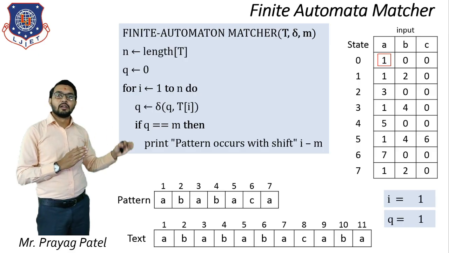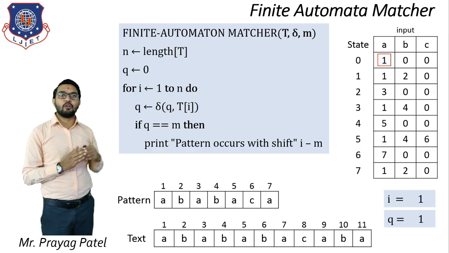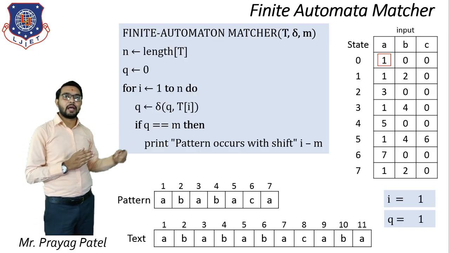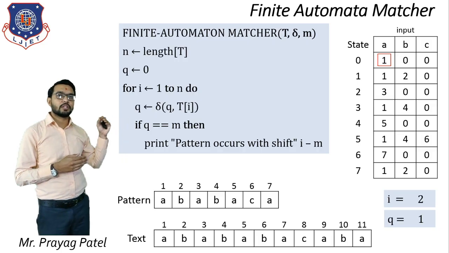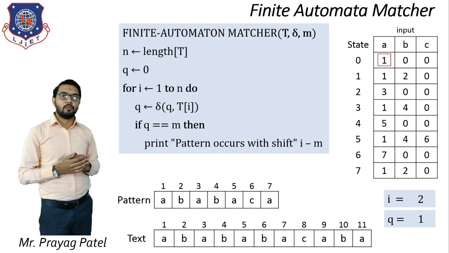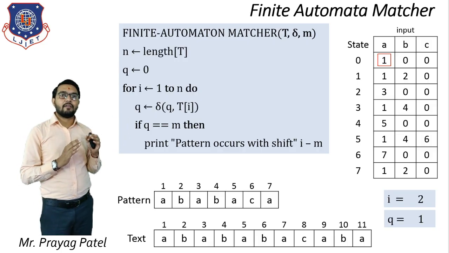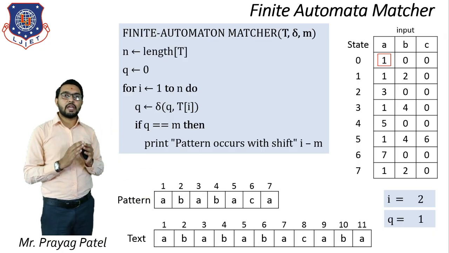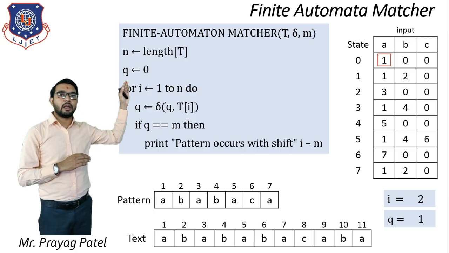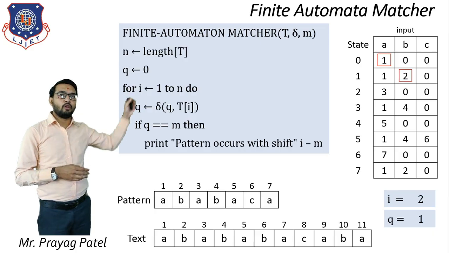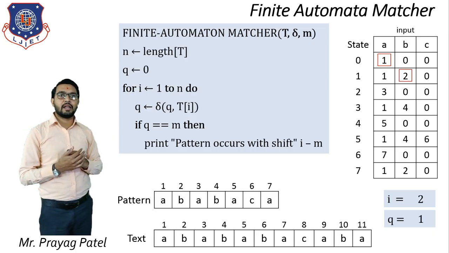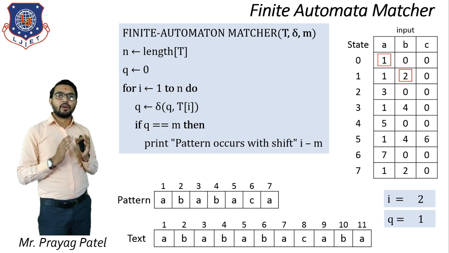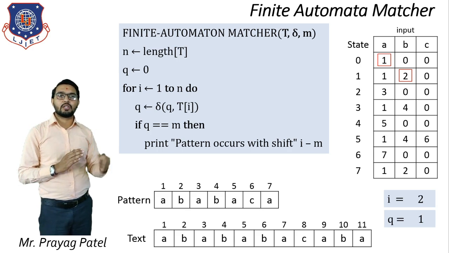Now after that consider the next value of I, increment I. So I equal to 2. Now for I equal to 2, Q equal to 1, check delta of 1 and T of 2. T of 2 means B. So check 1B, the row 1 and column B. So in 1B the value equals 2, as in the red shaded line. Now consider 1B as 2. So change the value of Q to 2.